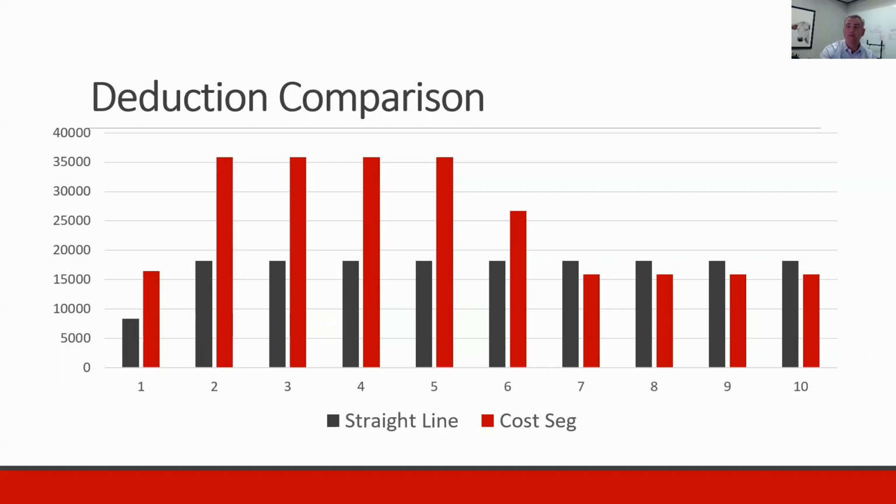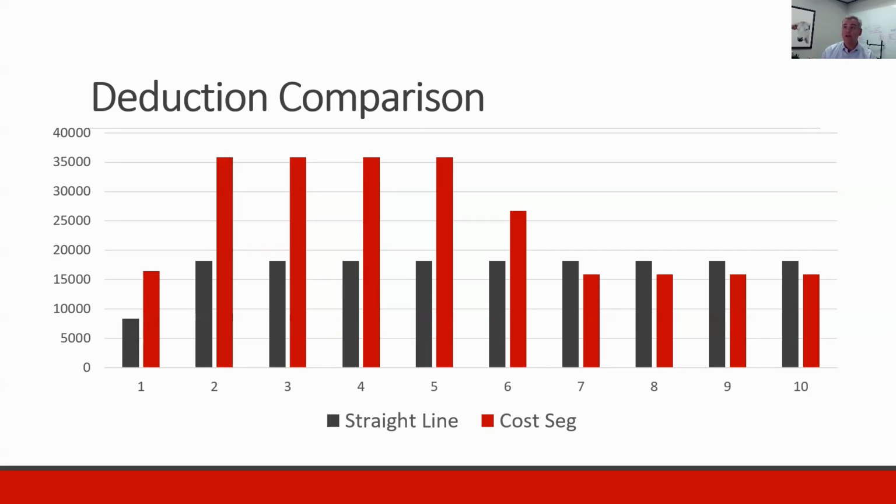Now let's see what happens with cost segregation. We'll assume you can shift $20,000 of the $100,000 land allocation to land improvements, which depreciates over 15 years. We'll also assume you can shift $100,000 of the $500,000 structure to personal property, which depreciates over 5 years. As you can see, cost segregation produces significantly larger deductions in your first 6 years of ownership.